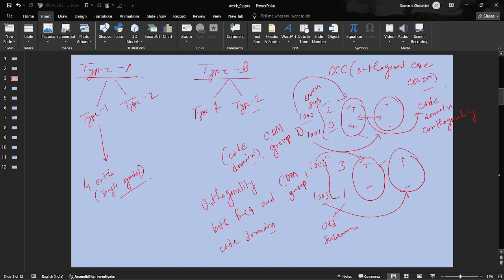So that's how we are creating four orthogonal reference signals here, exploiting orthogonality in both frequency and code domain. No matter which pair we pick, they are going to be orthogonal in frequency or code domain, or both. We are happy with having orthogonality in at least one domain, then we can separate them. So that's how we are able to create four orthogonal reference signals in case of type 1 single symbol.